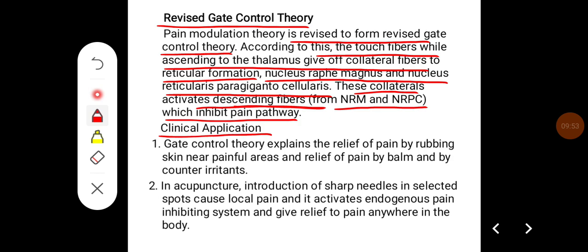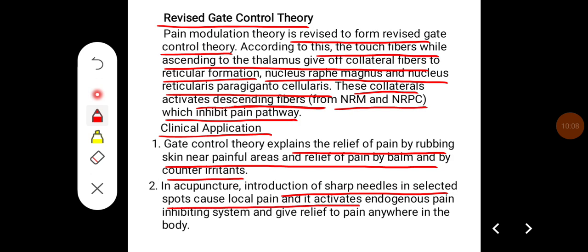Clinical application. Gate control theory explains the relief of pain by rubbing skin near painful areas and relief of pain by balm and by counter irritants. In acupuncture, introduction of sharp needles in selected spots causes local pain and it activates the endogenous pain inhibiting system that gives relief to pain anywhere in the body.